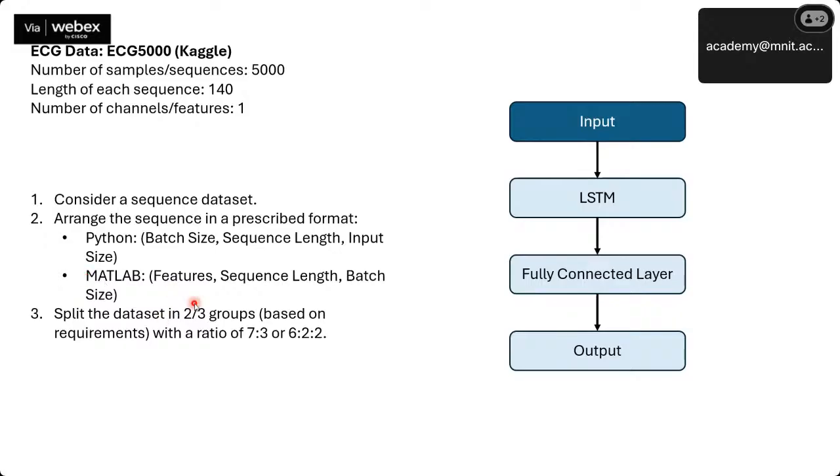Then the third thing that we need to ensure before training, before sending our dataset into the model, is that we need to split the dataset in such a way that the training dataset is devoid of the testing dataset.